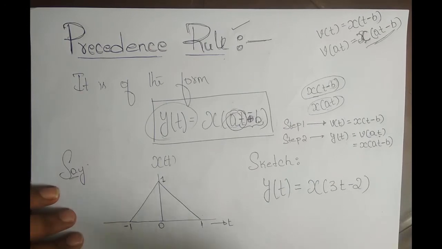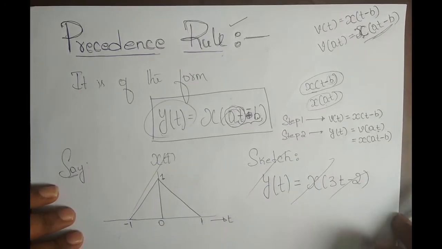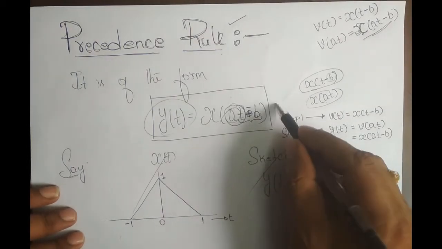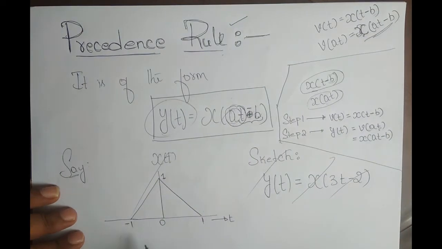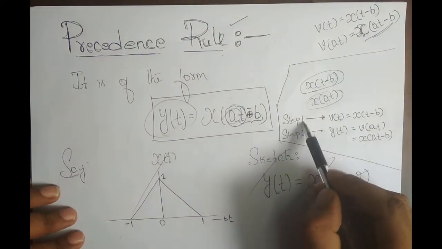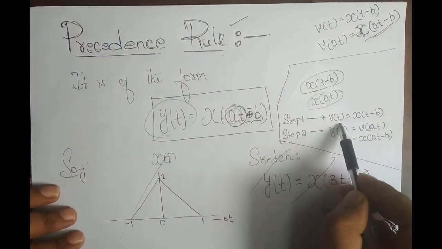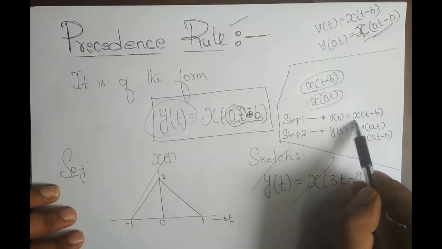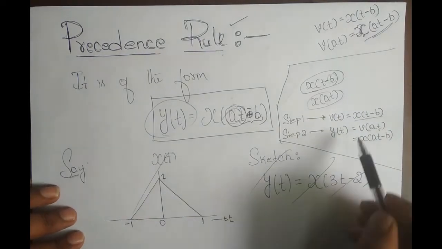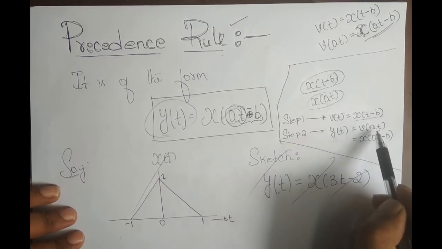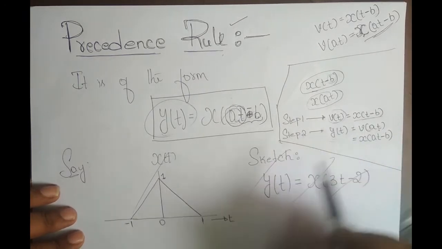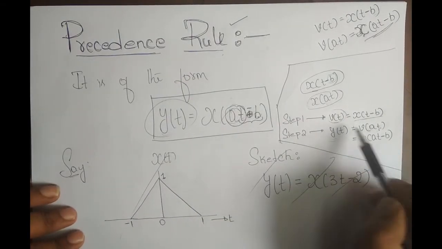Fine. What if I do the other way around? We'll come back to this example later. What if I violate this precedence rule? So what does the precedence rule state? It says step 1, you have to plot the intermediate signal, and that intermediate signal involves only the shifting operation. In step 2, you have to plot your resultant signal, and the resultant signal is nothing but the scaled version of your intermediate signal. You have to scale the signal.